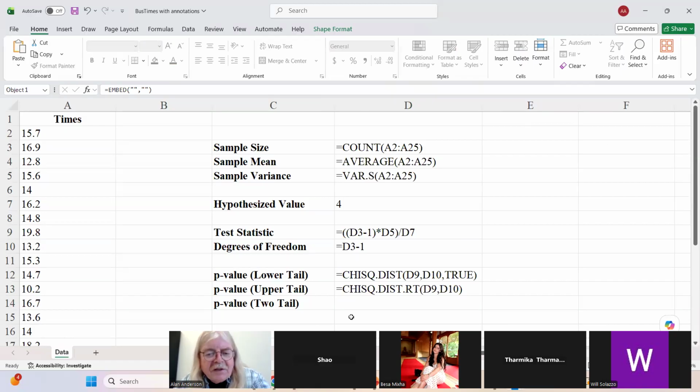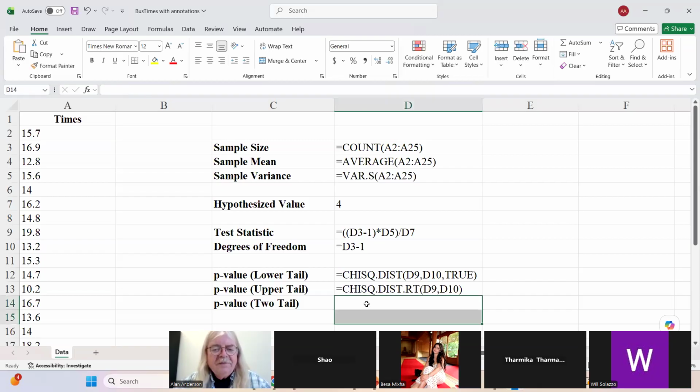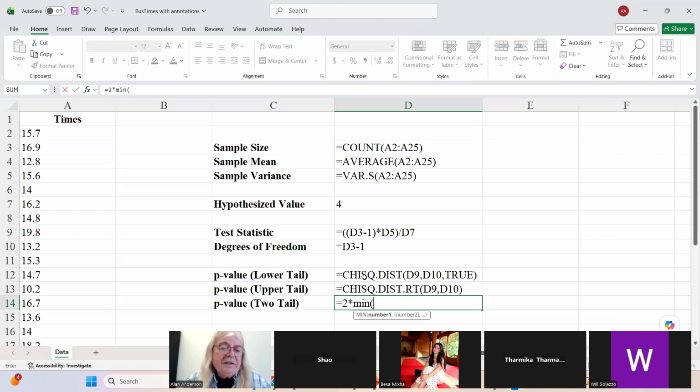All right, and now remember, they love this formula. They do this all the time to us. The two tail, they're just going to do equals 2 times MIN of these two results. I guess it works, so we'll stick with it.